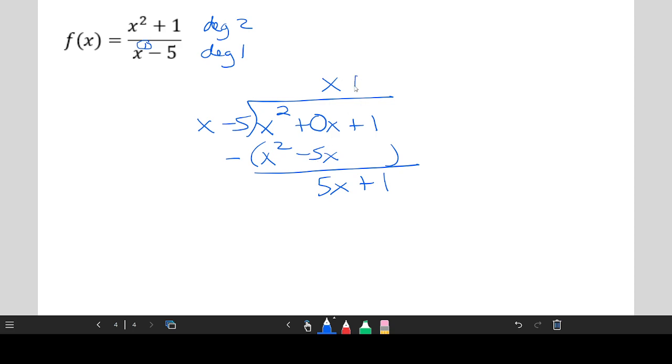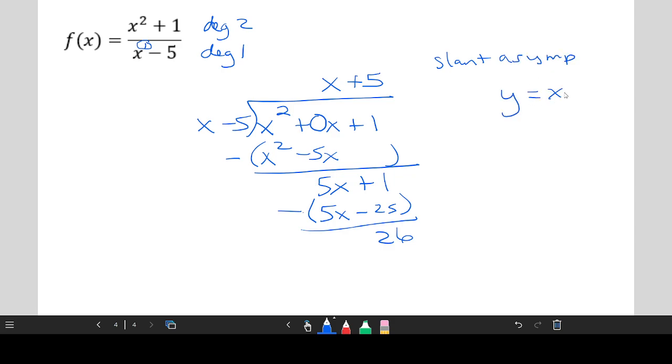5 times x would give us 5x. So we'll put a plus 5 here. And we'll take that 5 times the divisor. Subtract that off. 5x minus 5x is 0. And then we have 1 minus negative 25, which is 1 plus 25, so 26. And that has degree 0 because it's a constant, and so that has less degree than our divisor. So that's our remainder, 26. Again, we don't need that. The slant asymptote is going to be the line y equals x plus 5, since x plus 5 was our quotient.